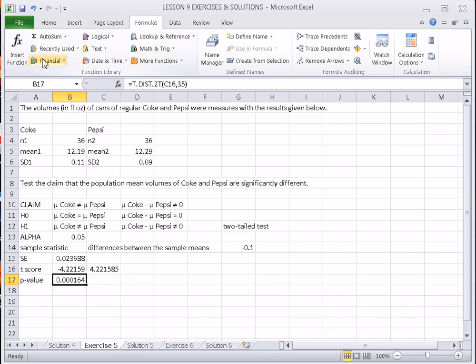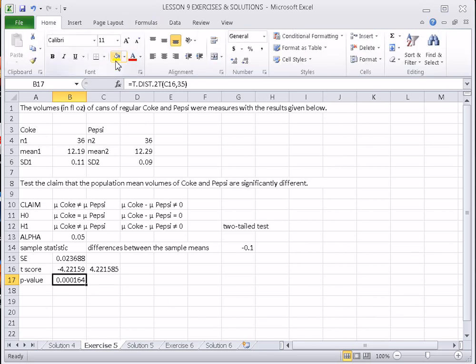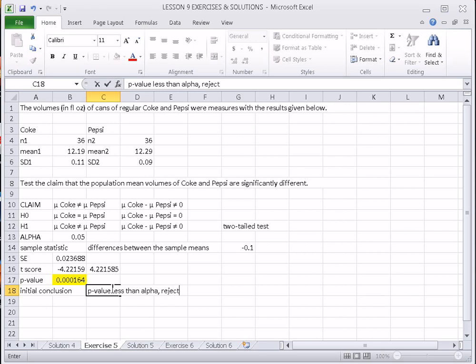Oh, look at that p-value. That is small, all right? That is a small p-value. So the initial conclusion is that p-value less than alpha. That means reject the null and support the claim. Small p-value, support the claim.